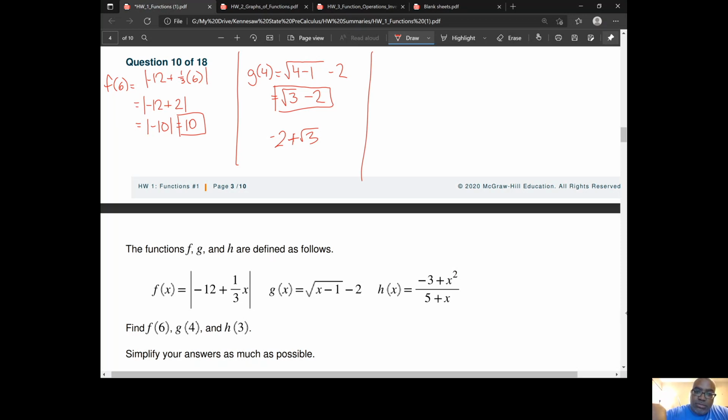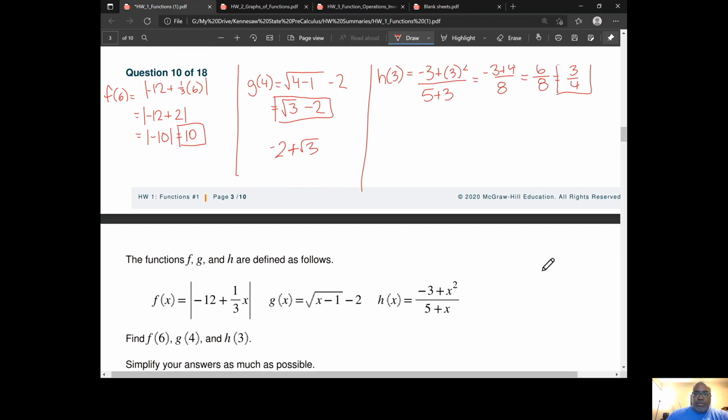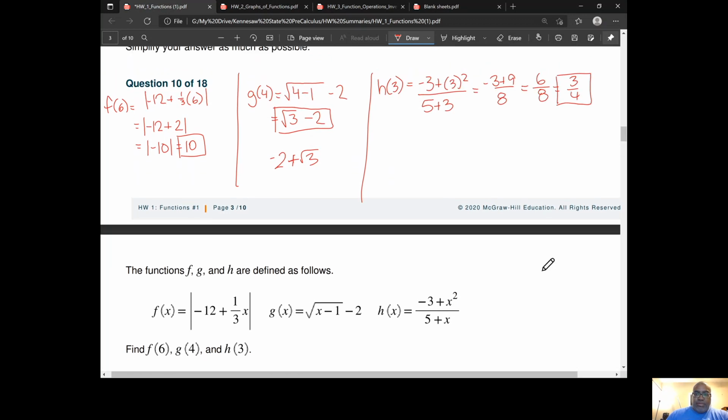H of 3. H of 3. Sorry, let me hold this. H of 3 is negative 3 plus 3 squared over 5 plus 3, which is equal to negative 3 plus 9 over 8, which is negative 3 plus 9 is positive 6 over 8, which is 3 over 4. That wasn't bad at all. I thought it was going to be worse. Oh, go back up here so you can see the answer. Okay.